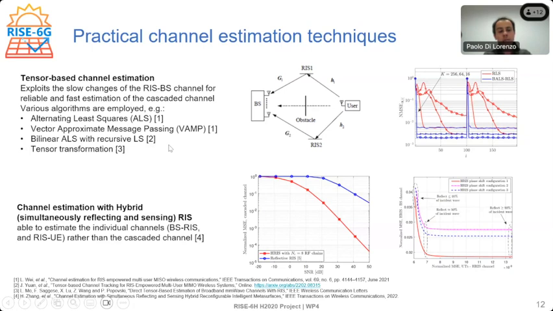And then, having the possibility to have hybrid RIS, it's also possible to estimate the individual channels, so the base station-RIS channel and the RIS-UE channel, rather than the cascade channel, as shown in this paper number 4.